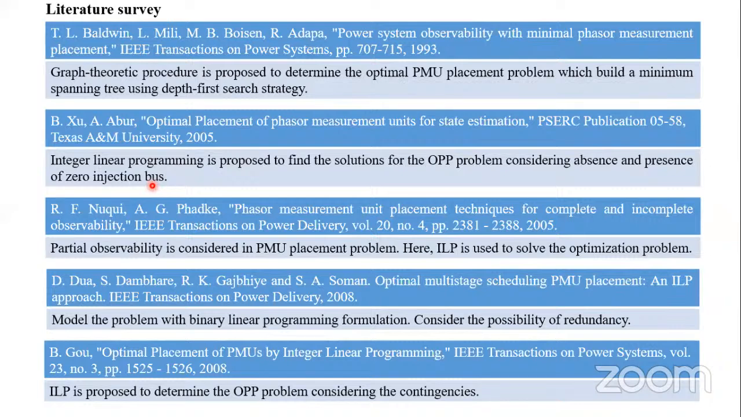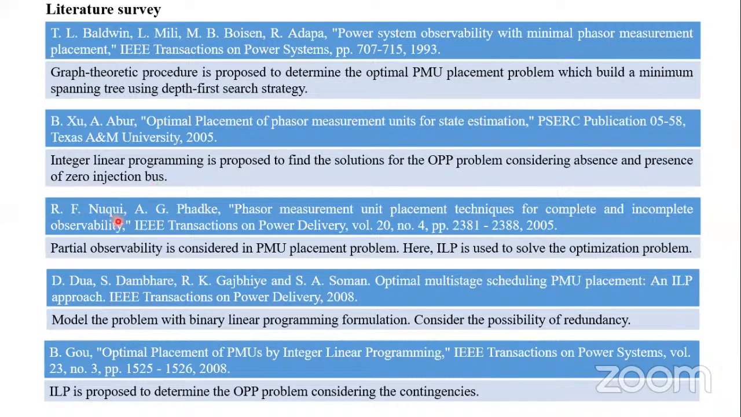Zero injection bus means when neither load nor generator is connected at a particular bus, and that bus is known as a zero injection bus. But in reality it is not really possible, because every bus has a role to play. But as we are doing this simulation from static data, a zero injection bus is quite possible.